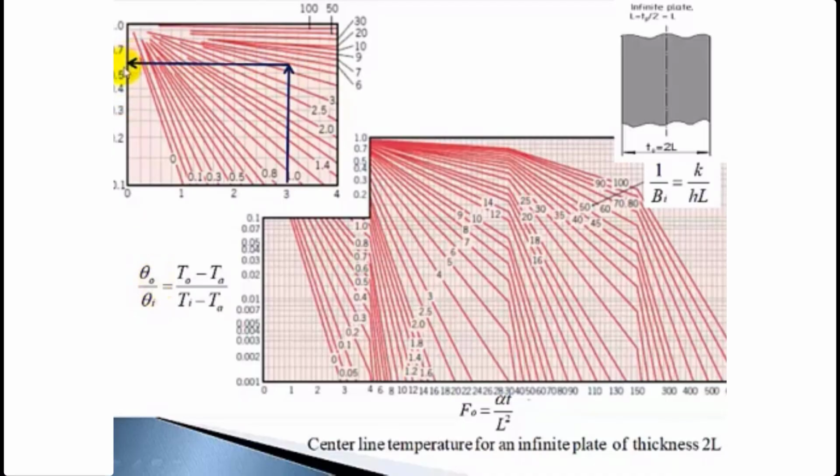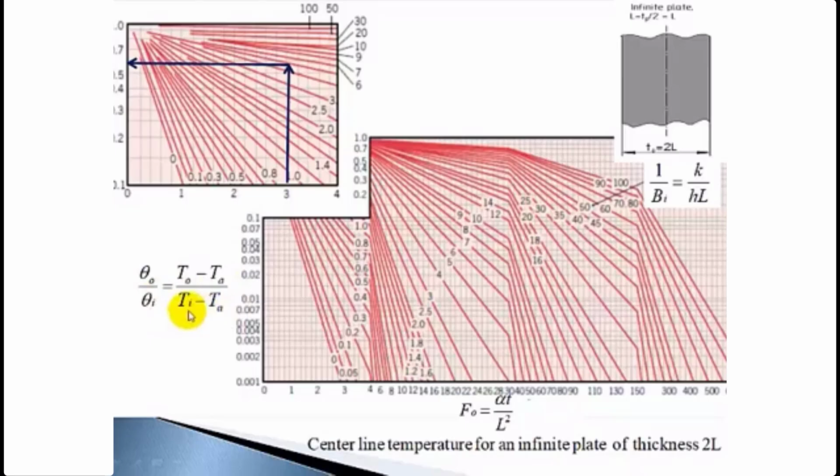This is 0.6 here, this 0.5, it's a 0.6, 0.7. This will give somewhere around 0.58. So you are getting theta naught by theta I as 0.58, reading the chart. Theta naught is T naught minus TA, that is the mid-plane temperature difference, and theta I is the initial temperature difference.